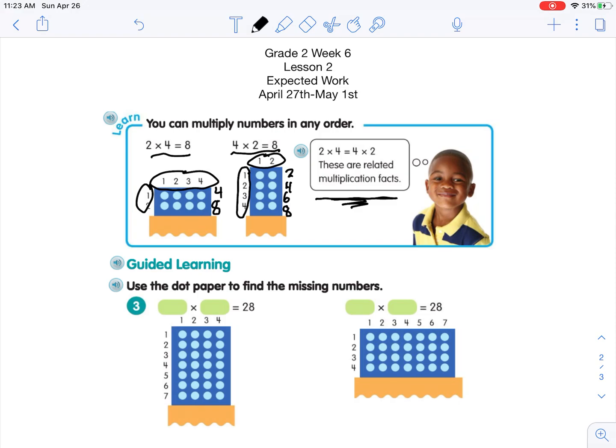Do I still get the same answer? Yes. So I know that I can flip-flop that. 2 times 4 equals 8 or 4 times 2 equals 8.